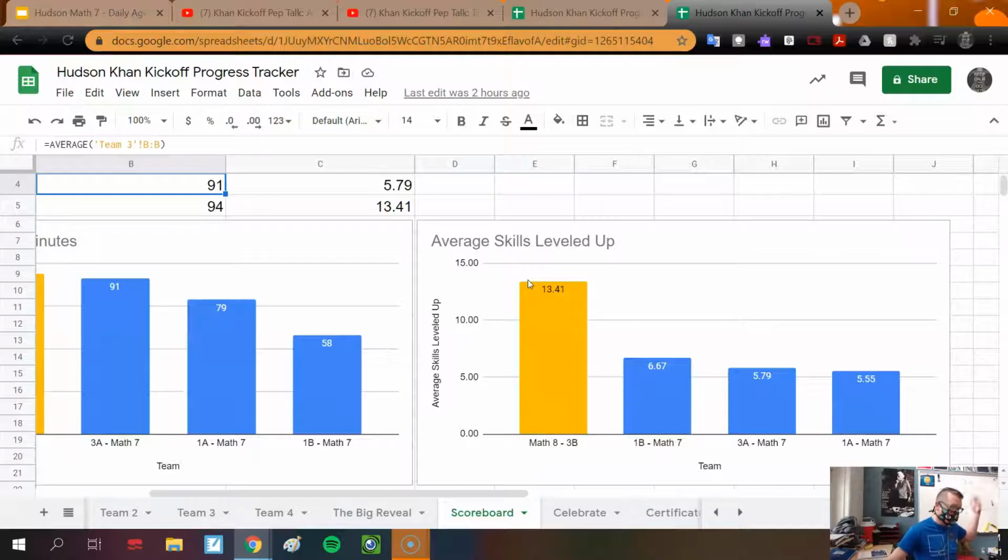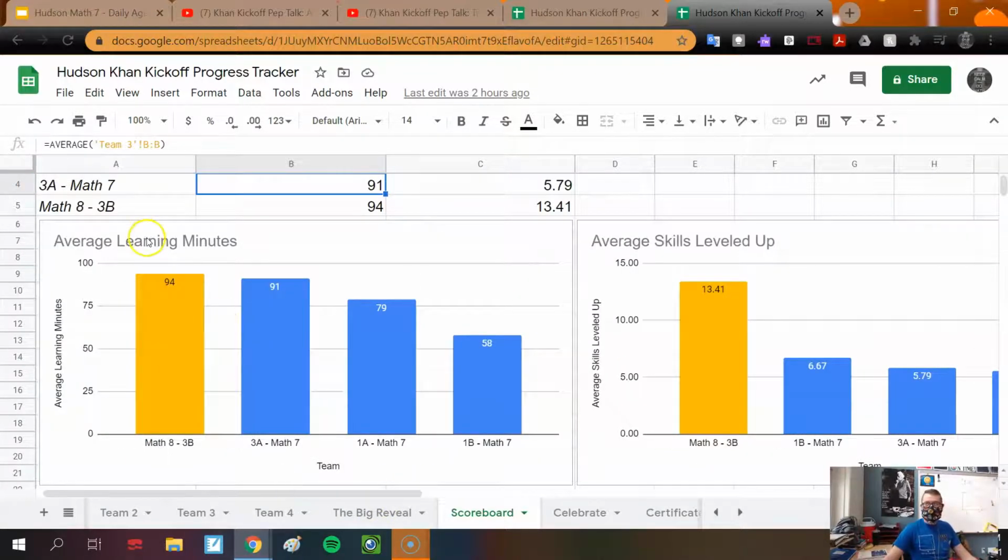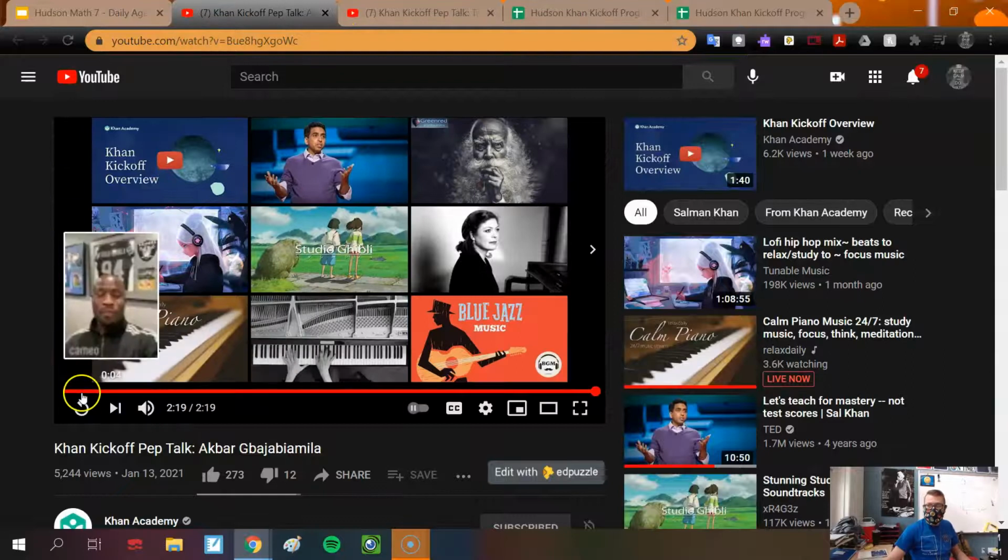So, I get a progressing for this week. Next week, we're doing Math 8 against Math 8, right? So it's going to be blue group versus green group of who has the higher average learning minutes. Now, you would assume they would also have the higher average skills leveled up, but if it splits, if blue wins one of these and green wins one of these, we're going to have to figure out what the tiebreaker would be.